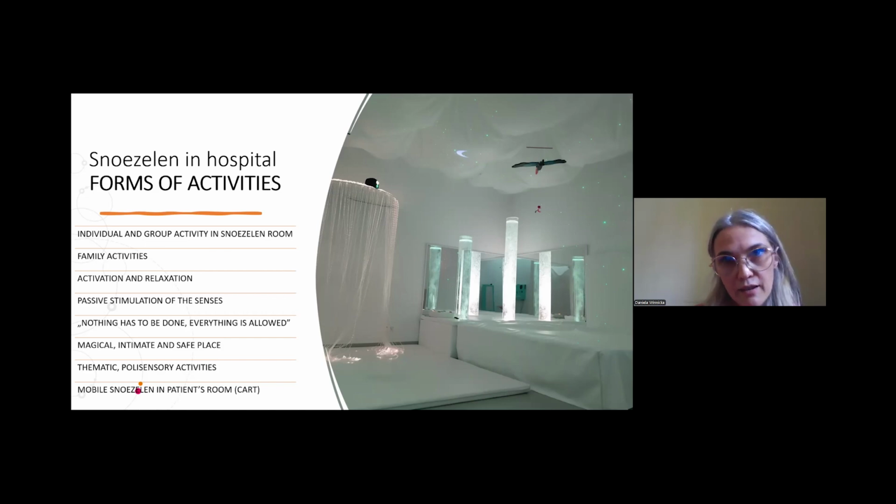And I told you many times, but I try again. It is a magical, intimate, and safe place for the children and for the other personnel. And what is very important is that we have to do thematic polysensory activities in this room.